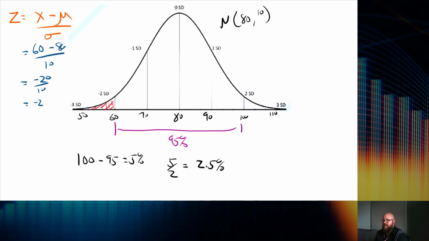That is saying that the area under the curve less than the grade of a 60 is 2.5%. So 2.5% of the class scored less than a 60 on the exam or on the quiz.